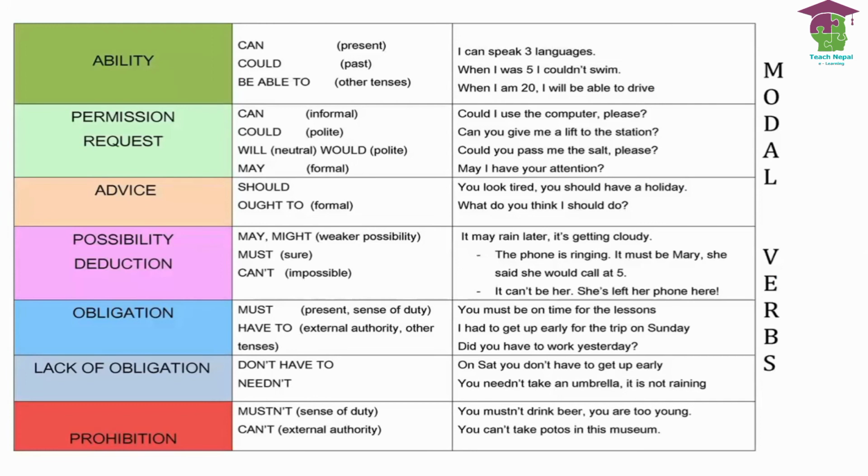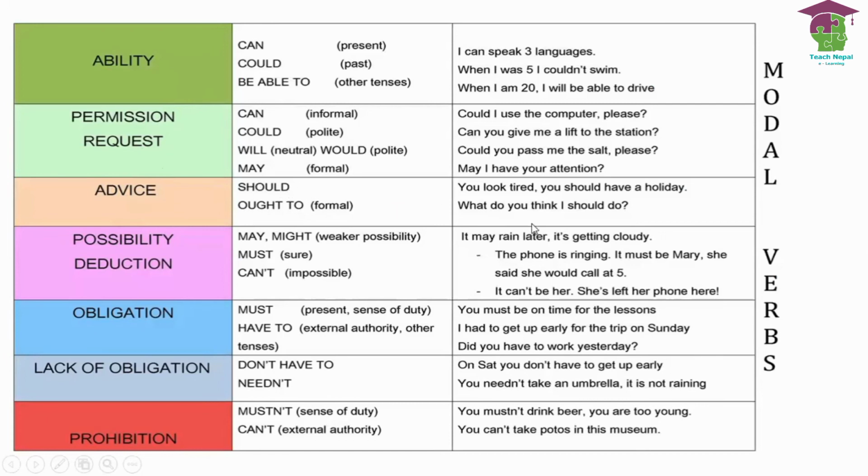For example, can, could, be able to are used to show ability. Can, could, will, may, as shown in the example, are used for permission or request. For example, could I use the computer, please? Right, it's for permission.